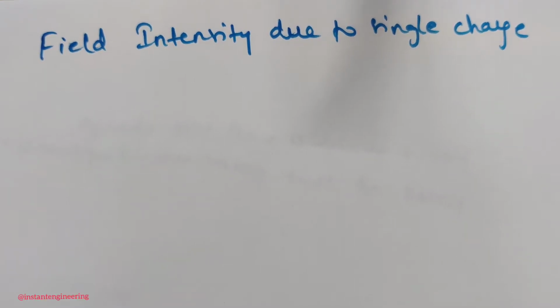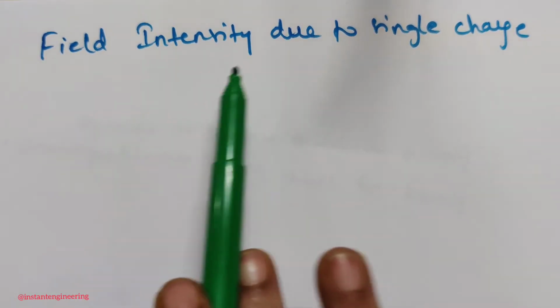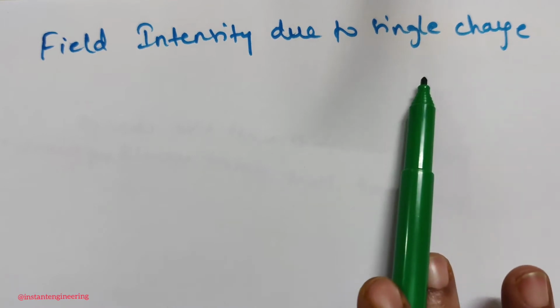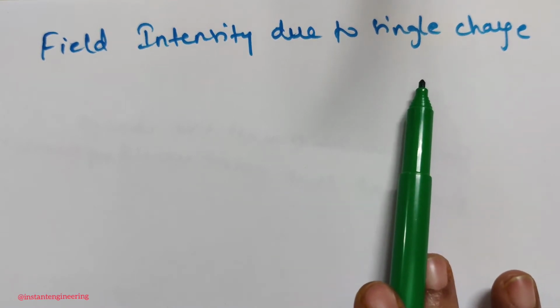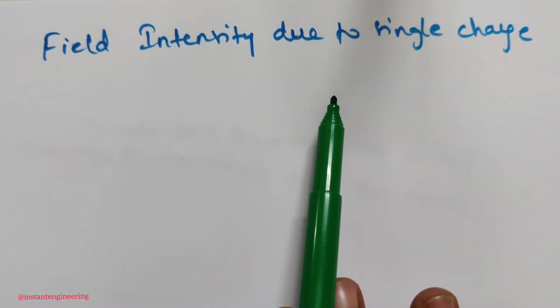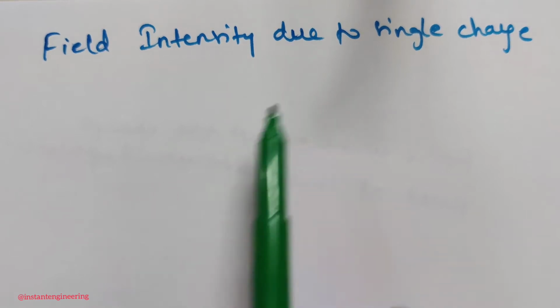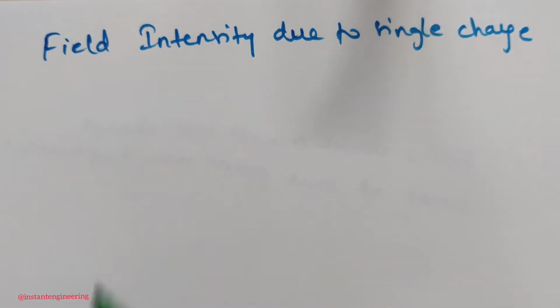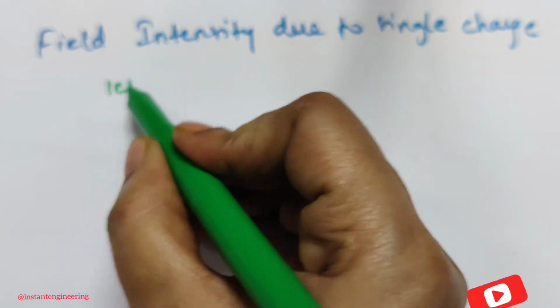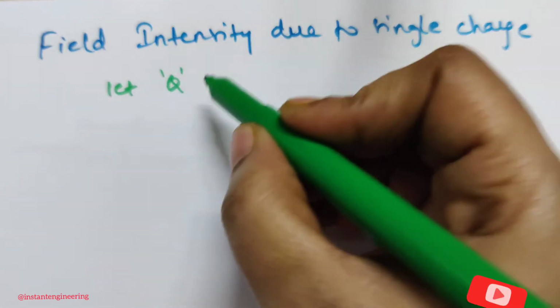So this is the next continuation of the electric field intensity topic. Now we'll see field intensity due to a single charge. If one single charge is given and the points are given, how is the field intensity found? We will derive an expression for this. Here we'll consider Q to be the charge.